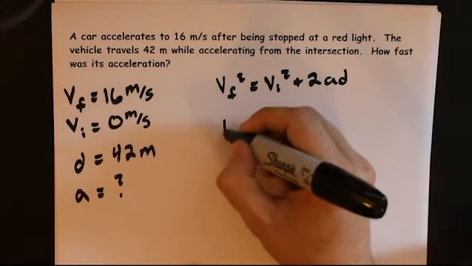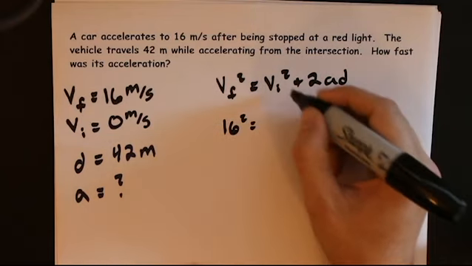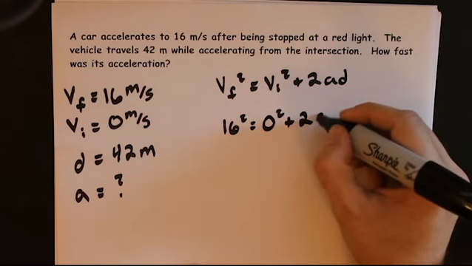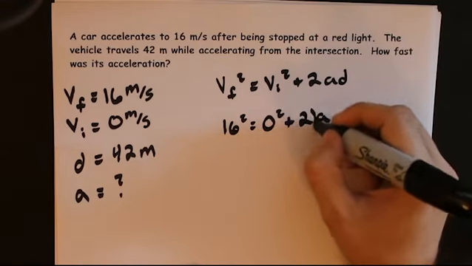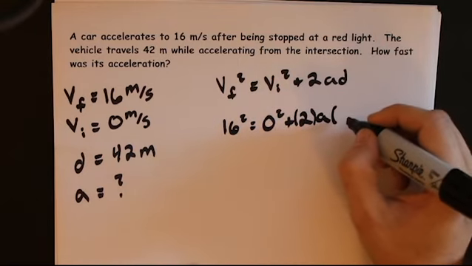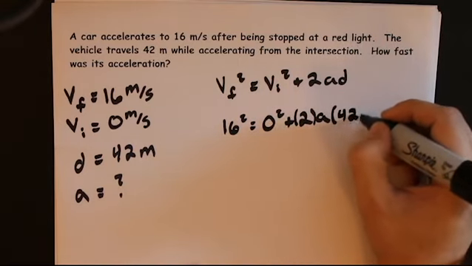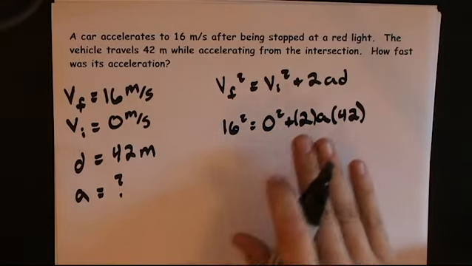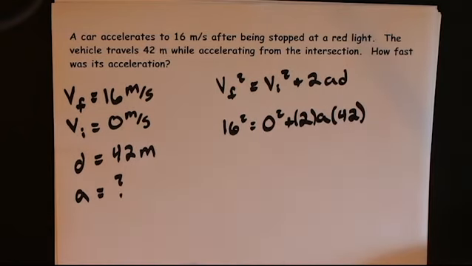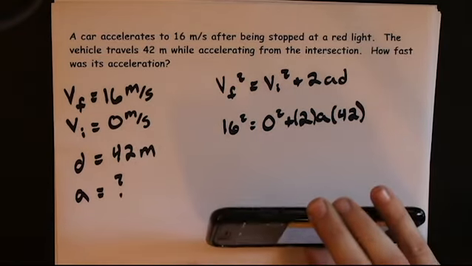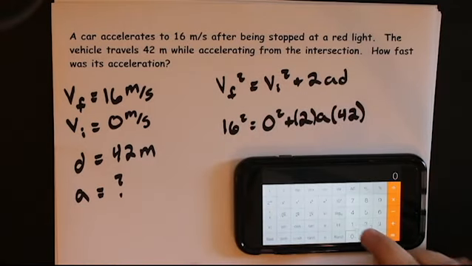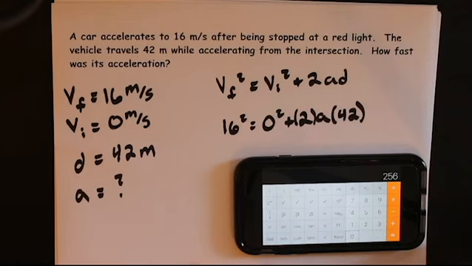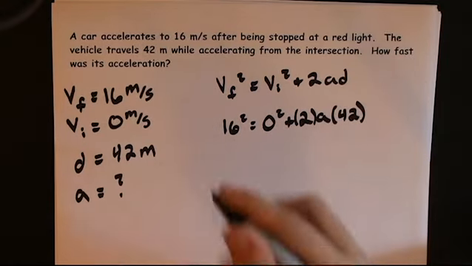So final velocity was 16, and we need to square that, equals our initial velocity, 0 squared, plus 2, and we're going to leave that as A for our acceleration. I'm going to put parentheses in here to kind of help divide this up, and our displacement was 42 meters. There we go. And at this point, it's just algebra to solve. So let's do this where we have our handy dandy calculator. Let me get it to where I can do the squared. 16 squared is 256. So let me write that down.